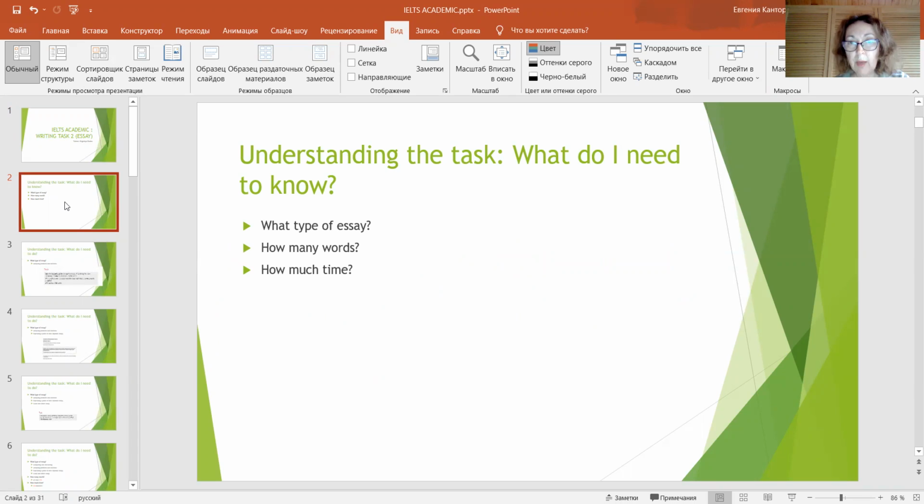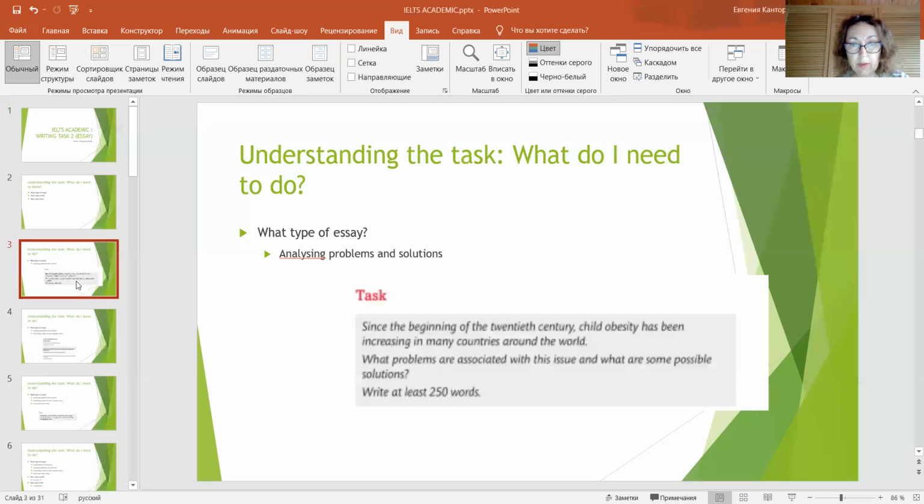First of all, what type of essay do I need to write? Then how many words do I need to write? And how much time do I have for this? First, we're going to look at the type of essays that you may have. The first type of essay that you are going to have is an essay in which you need to analyze problems and solutions. You can see an example of this kind of task.